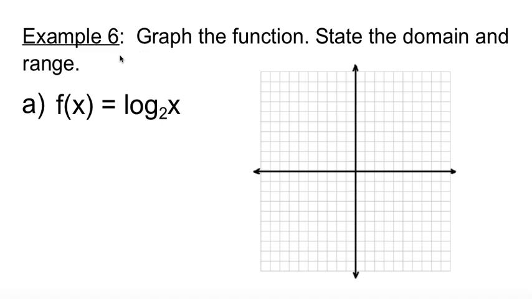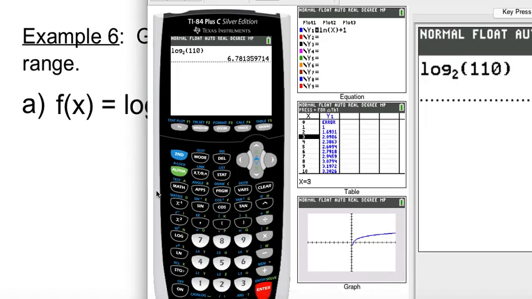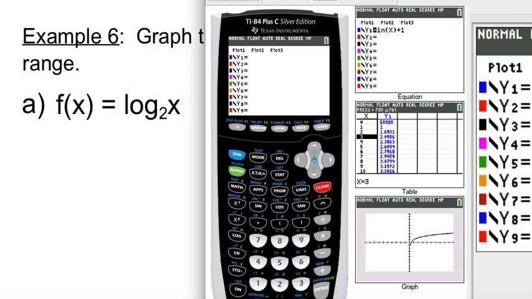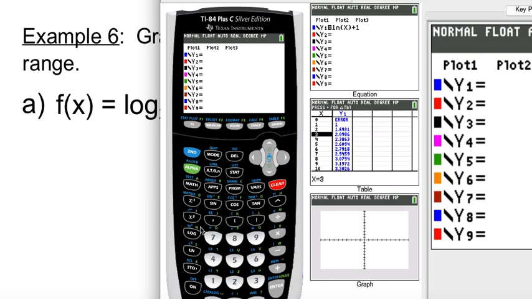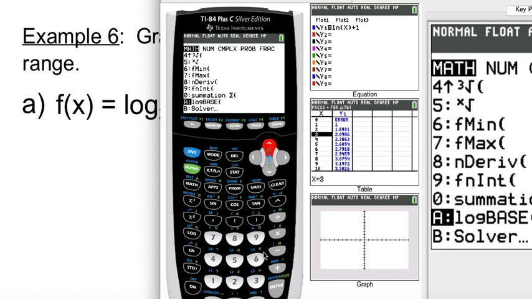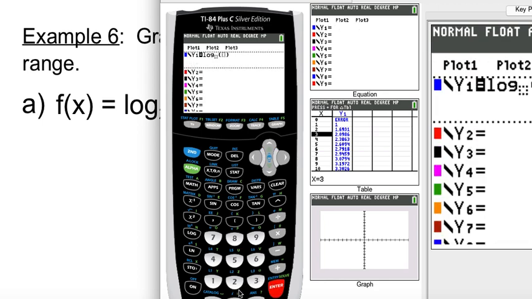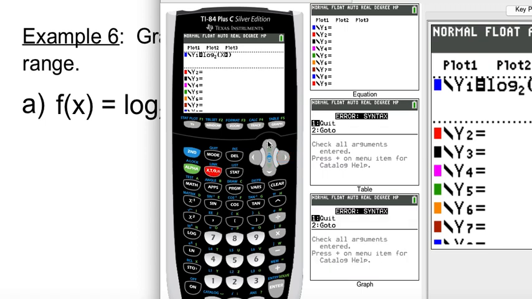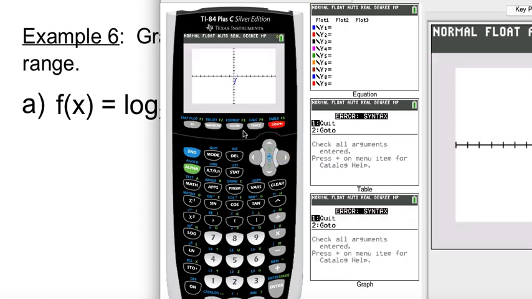All right, so now we're on to graphing. The easiest way to do this is to use your graphing calculator. So you can go to your y equals here. I'm going to plug in log base 2 of x. I'm going to hit graph. There's the graph and you can see it. That's what yours should look like.